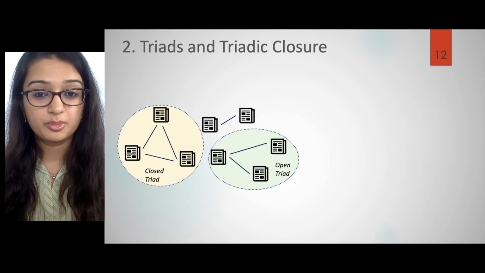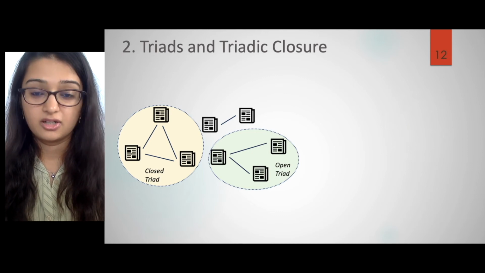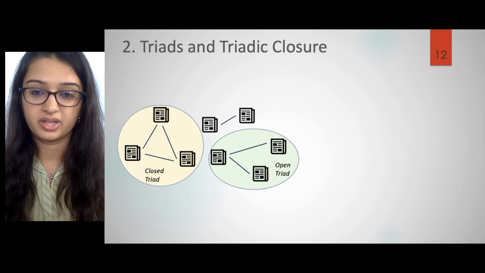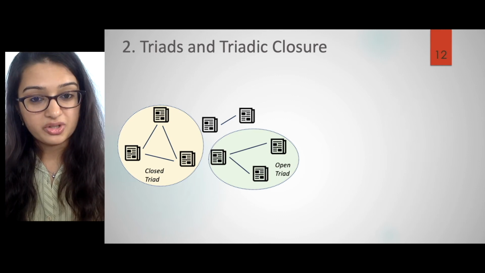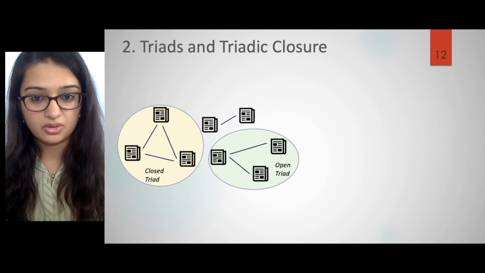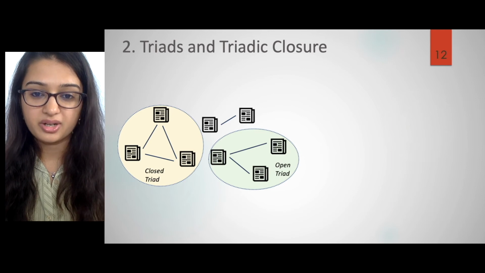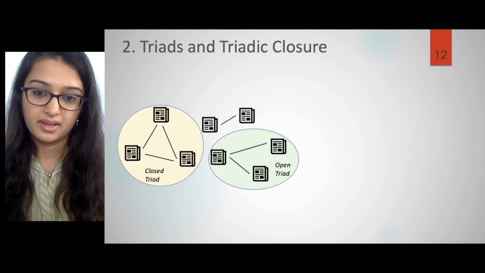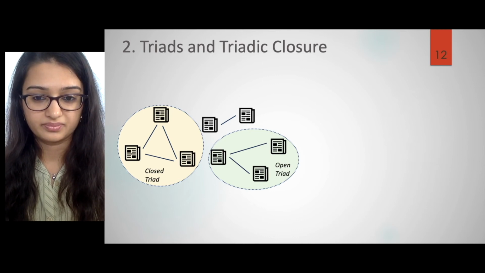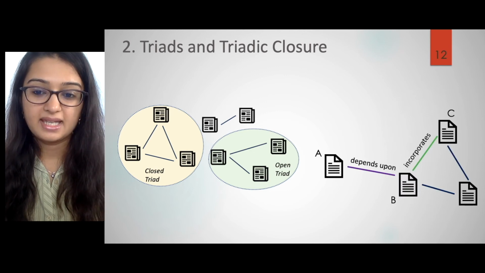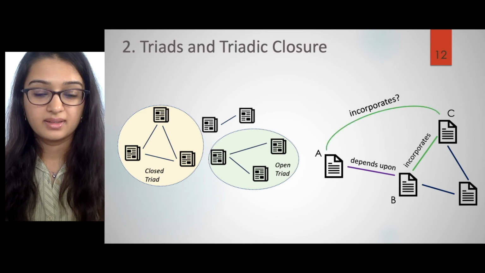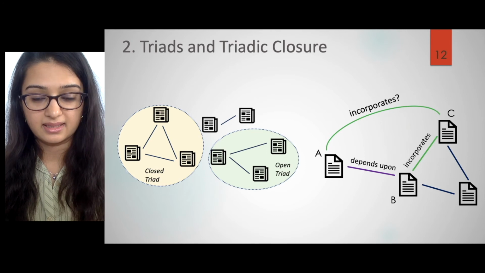A triad is a group of 3 nodes within a network. A closed triad is one in which all 3 nodes are fully connected, and hence they form a triangular structure. An open triad is one in which only 2 out of the 3 links exist. And so triadic closure is the property by which an open triad is converted into a closed triad by simply predicting the existence of the currently non-existing link. For example, if A depends upon B and B incorporates C, from triadic closure we can infer that there is some relation between A and C.